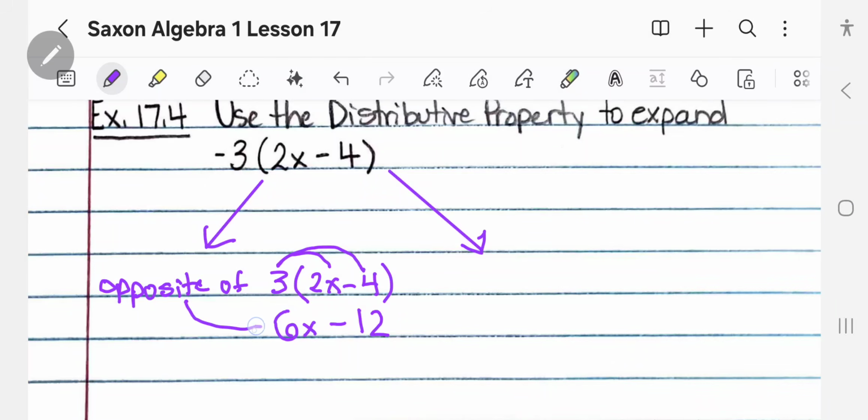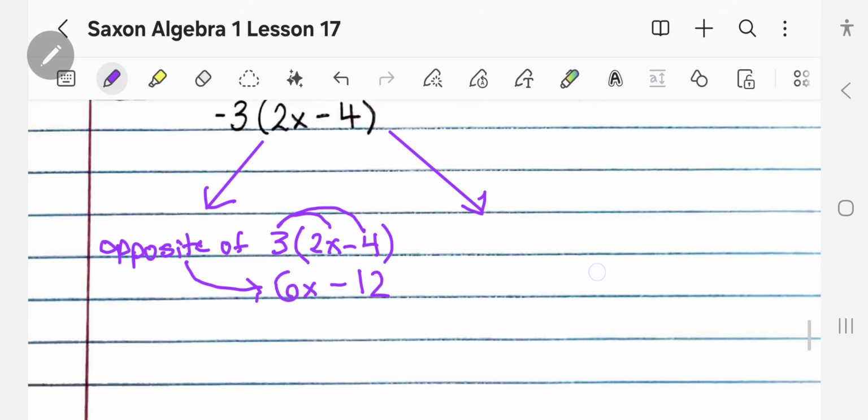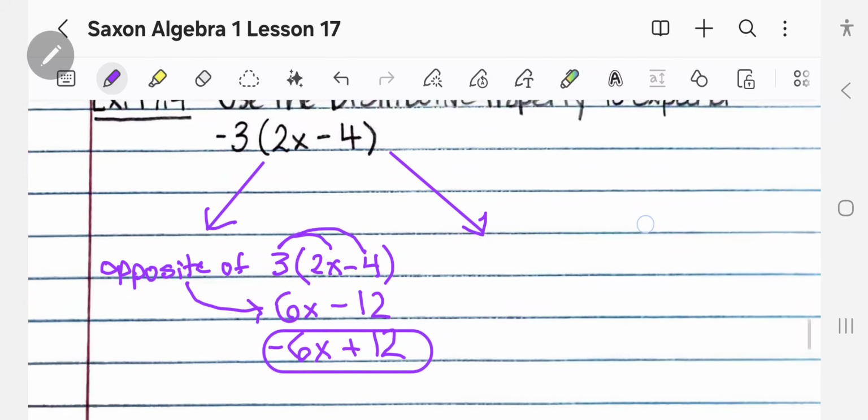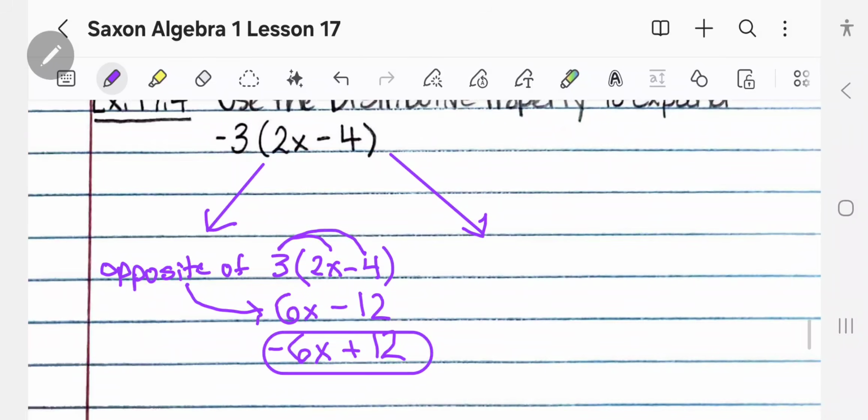But we know we want the opposite of that. So we're going to take the opposite of 6x, which would be negative 6x, and the opposite of minus 12, which would be plus 12. And this would be your answer. But there's a different way of thinking about this as well. You can think of distributing the negative 3. It works as well. So think of the negative 3 together as a negative instead of thinking of it as opposite.